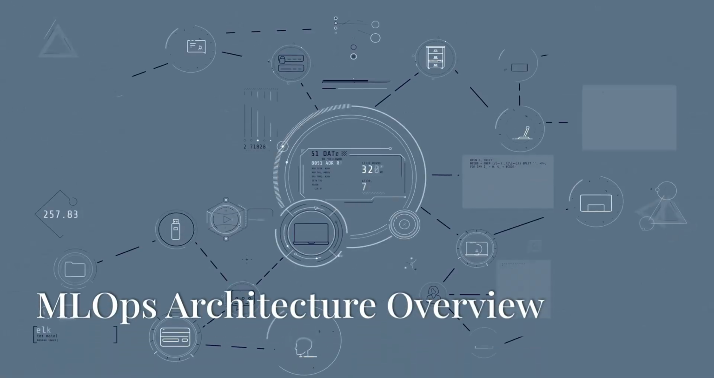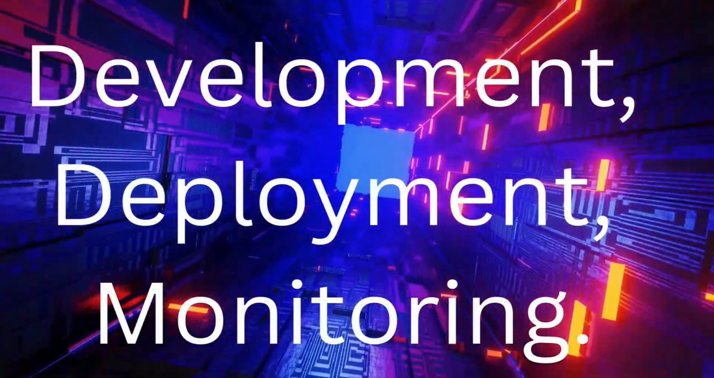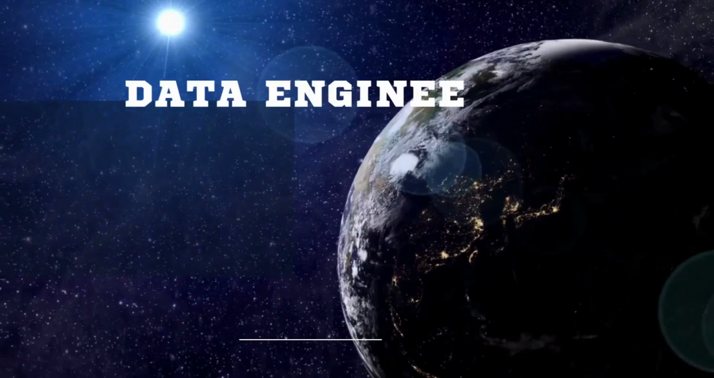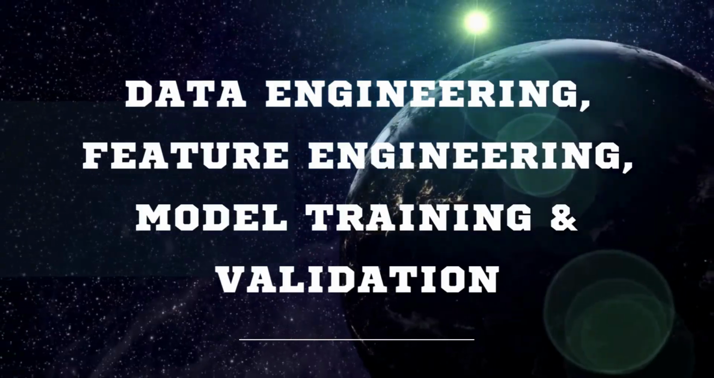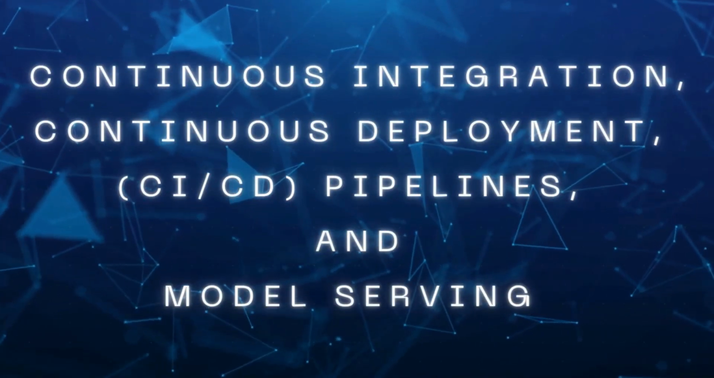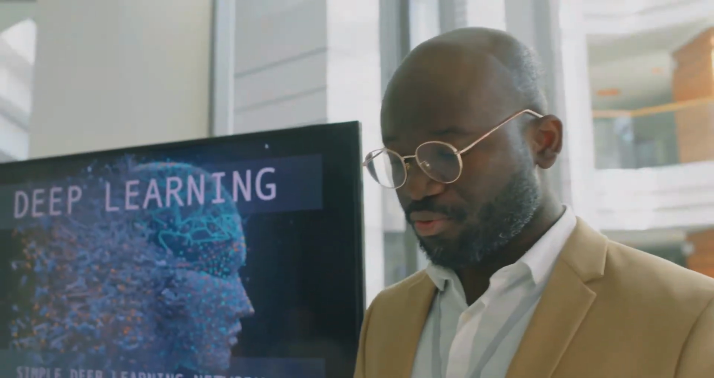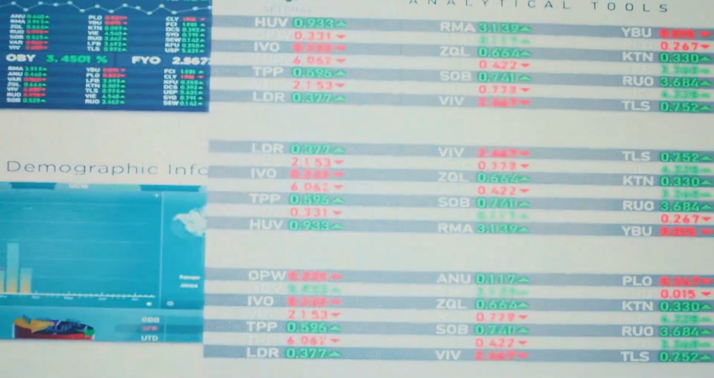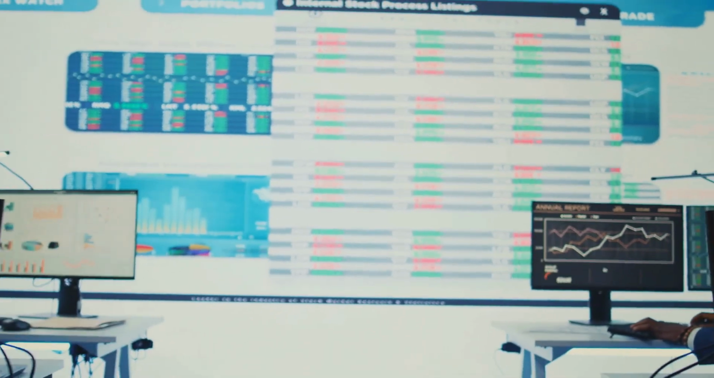Let's break down the typical MLOps architecture. It consists of three main stages: development, deployment, and monitoring. Development involves data engineering, feature engineering, model training, and validation. Next, deployment includes continuous integration and continuous deployment, CI/CD pipelines, and model serving in production. Finally, monitoring covers performance monitoring, model drift detection, and retraining the model.